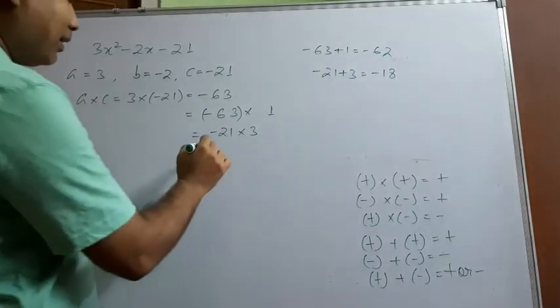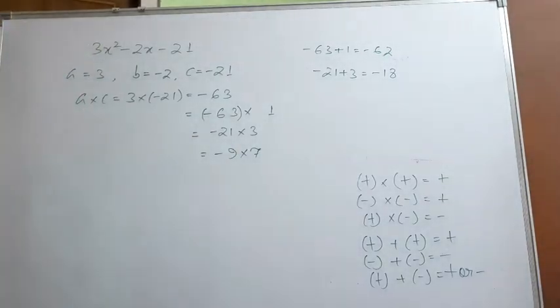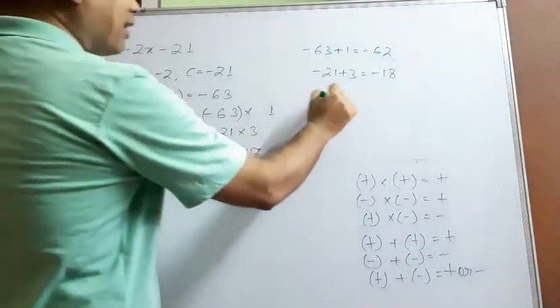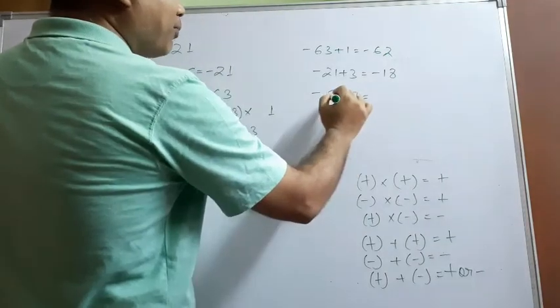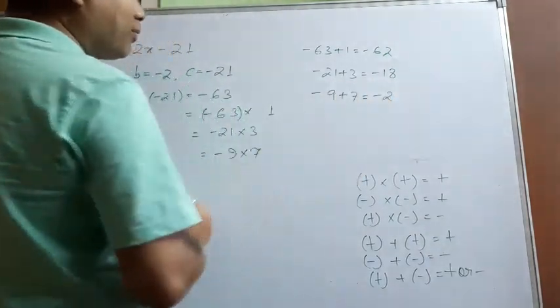Then I can factorize it as minus 9 into plus 7, 9 7s are 63. And what is the sum of minus 9 and plus 7? As positive and negative, you have to subtract. 9 minus 7 is 2, and the bigger number is negative, so minus 2.